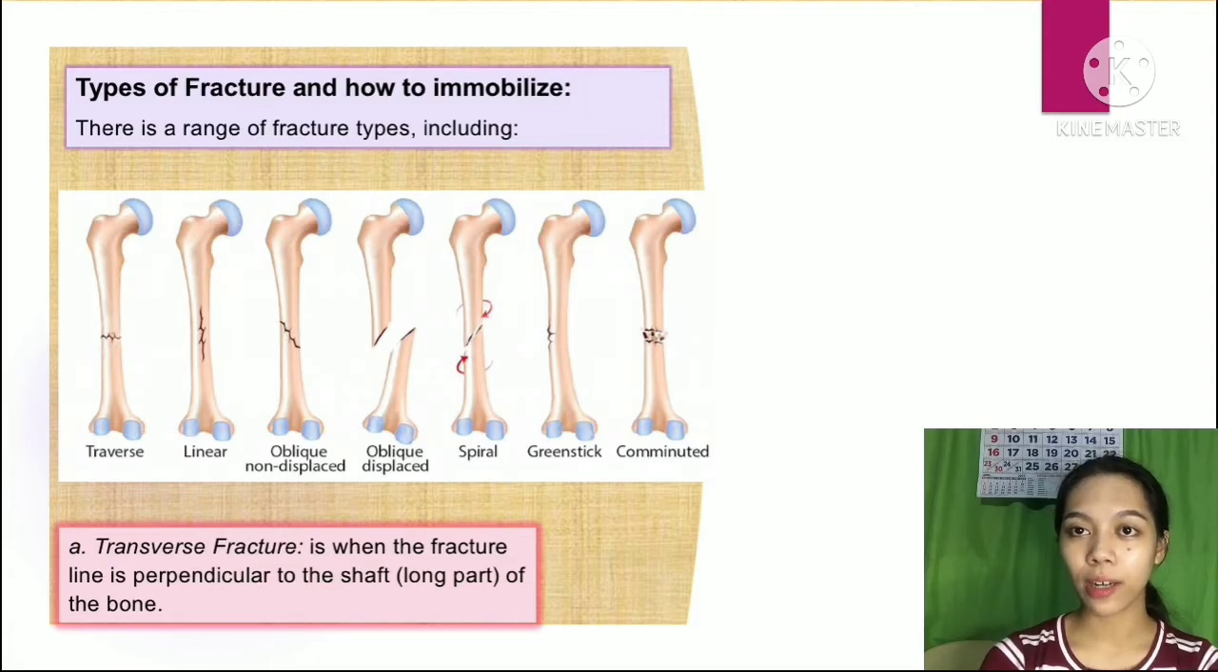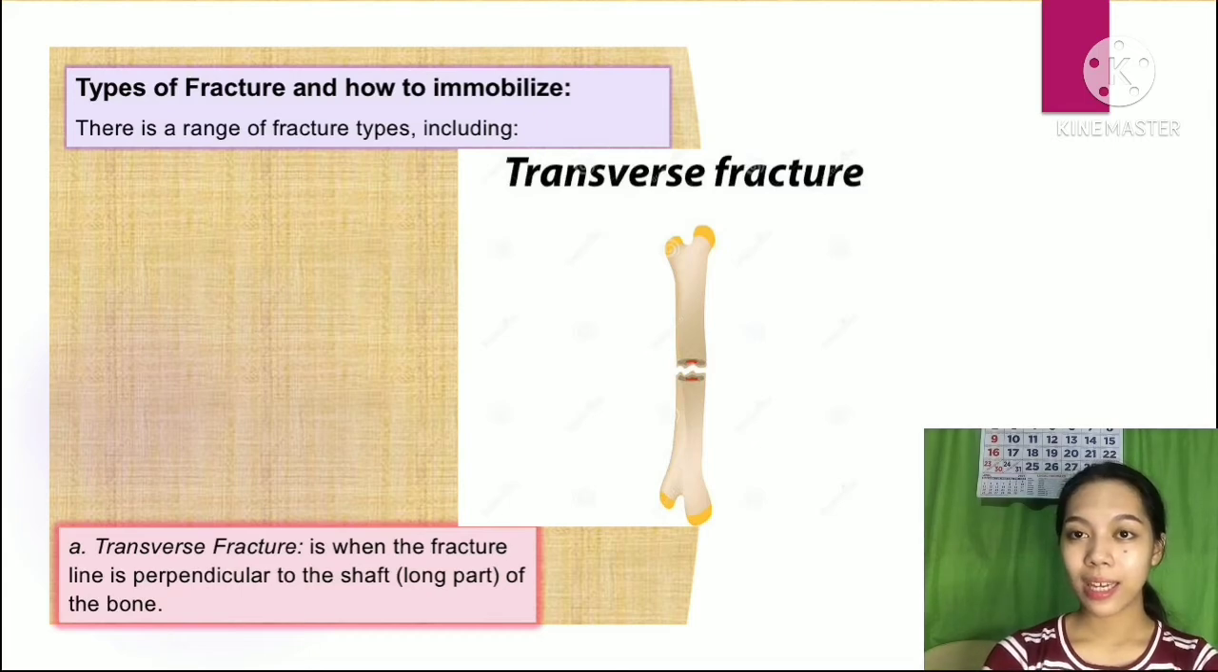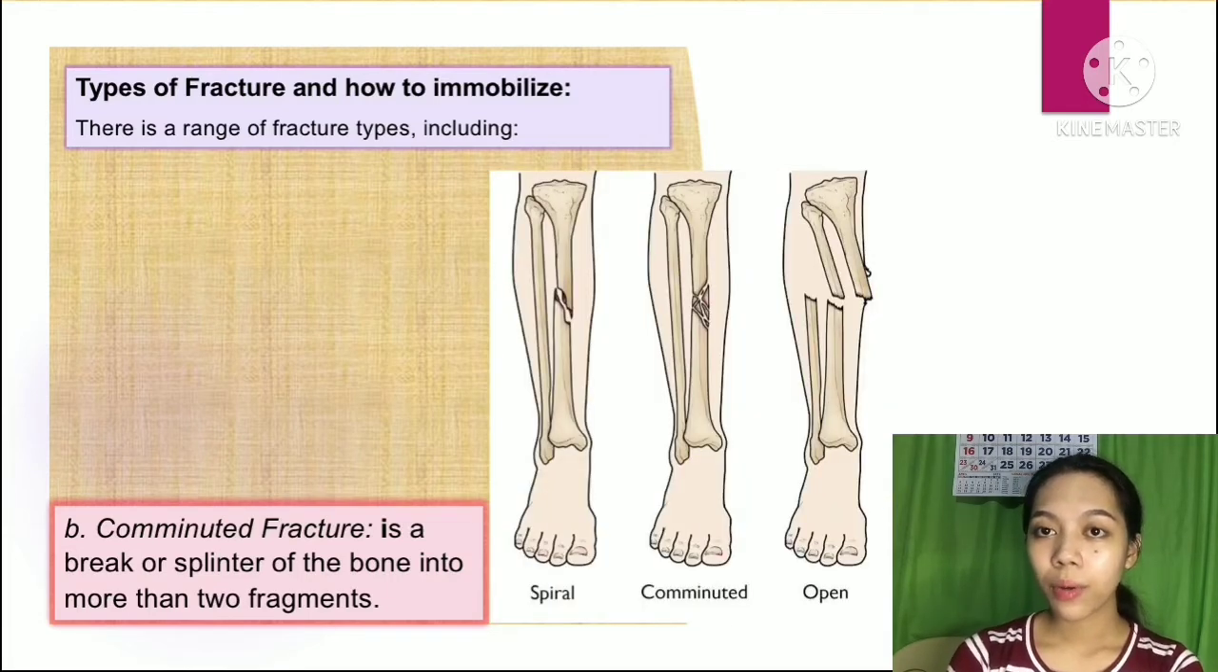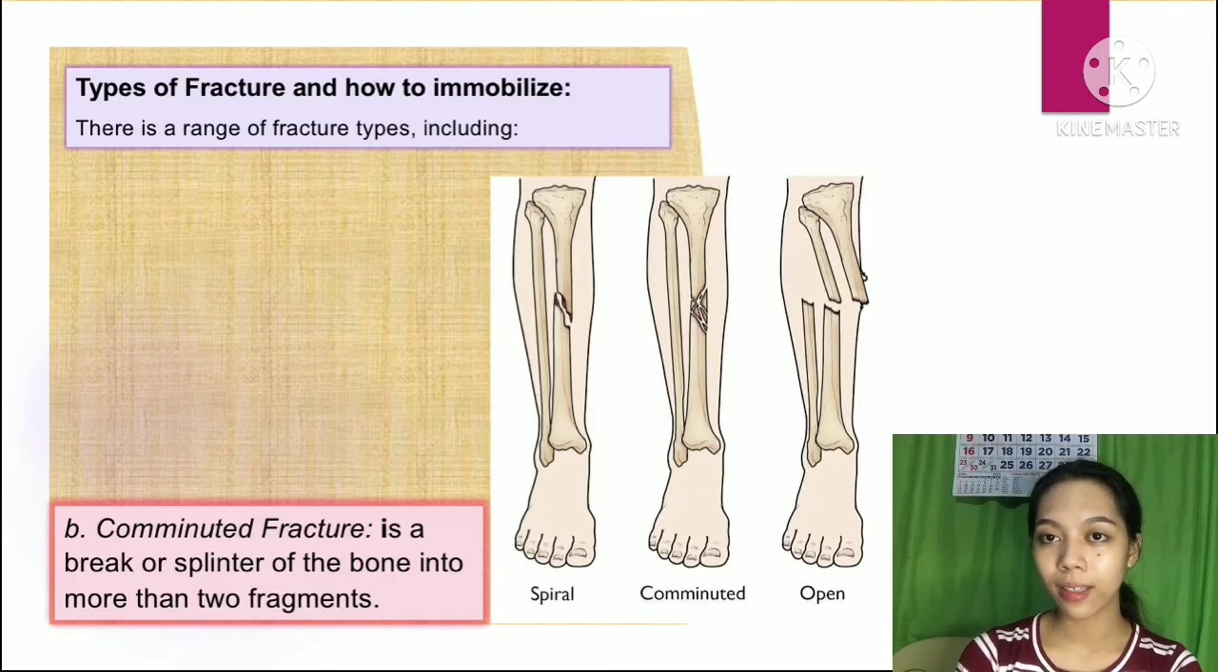There is a range of fracture types, including a transverse fracture, which is when the fracture line is perpendicular to the shaft or long part of the bone. A back brace called TLSO or abdominal binder may be prescribed to reduce pain by limiting motion at the fracture site. Comminuted fracture is a break or splinter of the bone into more than two fragments. Wearing a splint or cast for a while keeps a bone from moving while it heals.